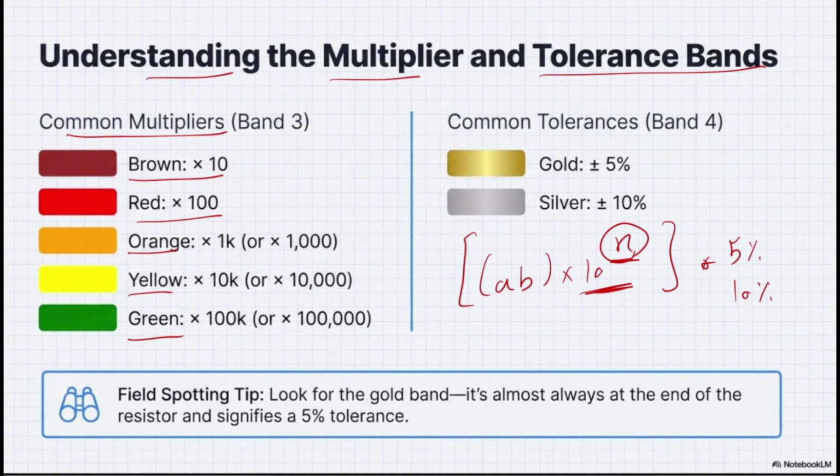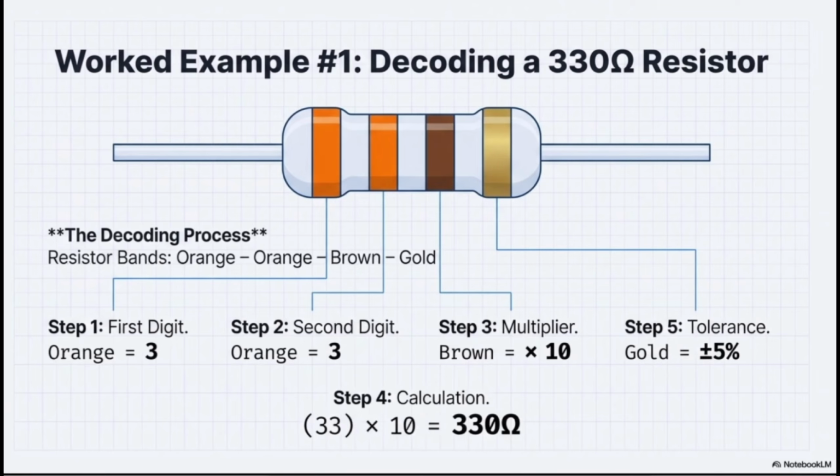So we have to look for some kind of specific tolerance band. It means that we have 5% or 10%. What is that? It means that the number you're reading right now probably has 5% to 10% of error compared with the actual value. This is the number that you're going to read from the resistor itself, but it probably has 5% or 10% of error. So that's the case. Let's decode this one.